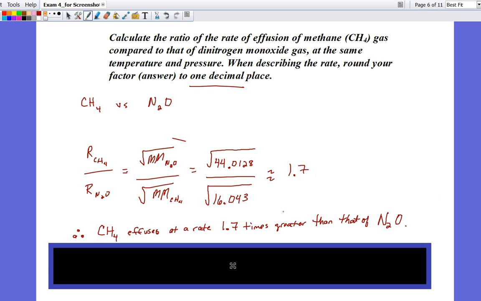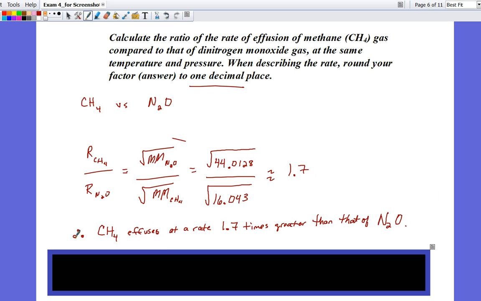Now the way to word that might be, therefore CH4 effuses at a rate 1.7 times greater than that of N2O. So it's smaller, lighter. It's a lighter weight molecule. The molar mass is smaller. So it's going to be a little bit faster at effusing through a barrier than N2O might be, based on that prediction of the rate.